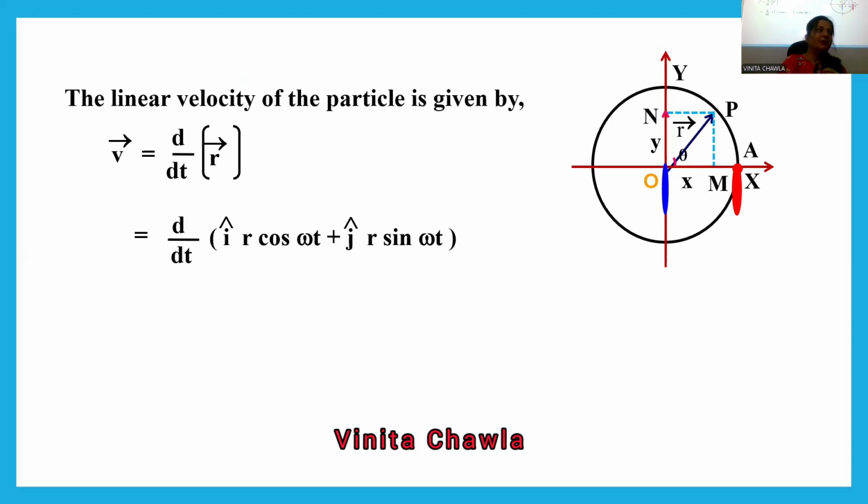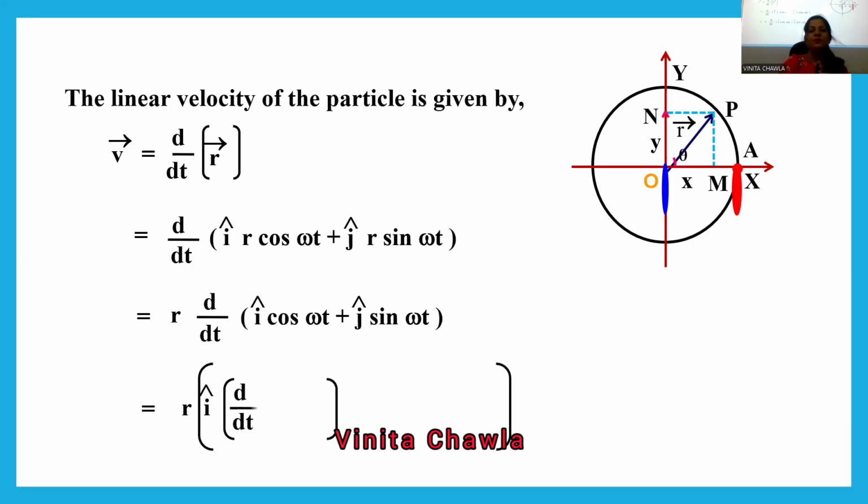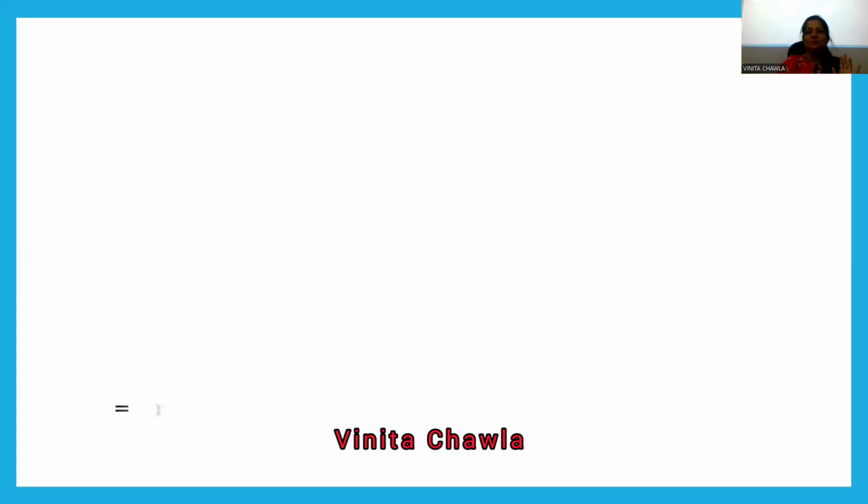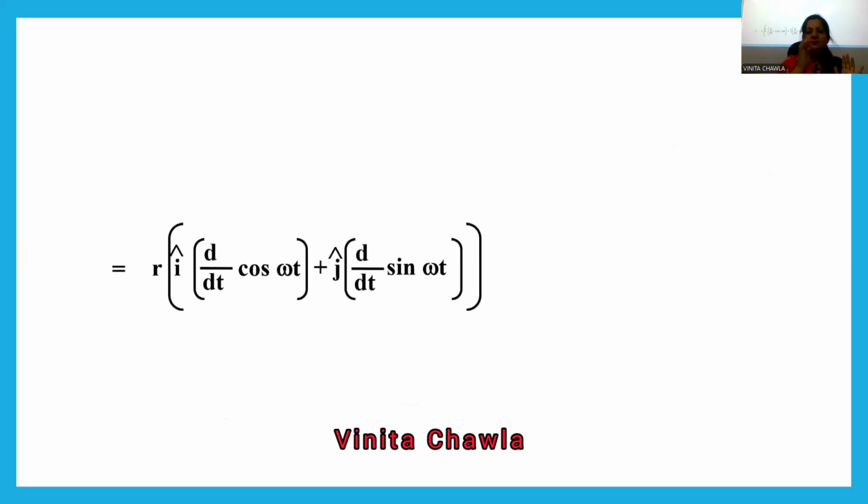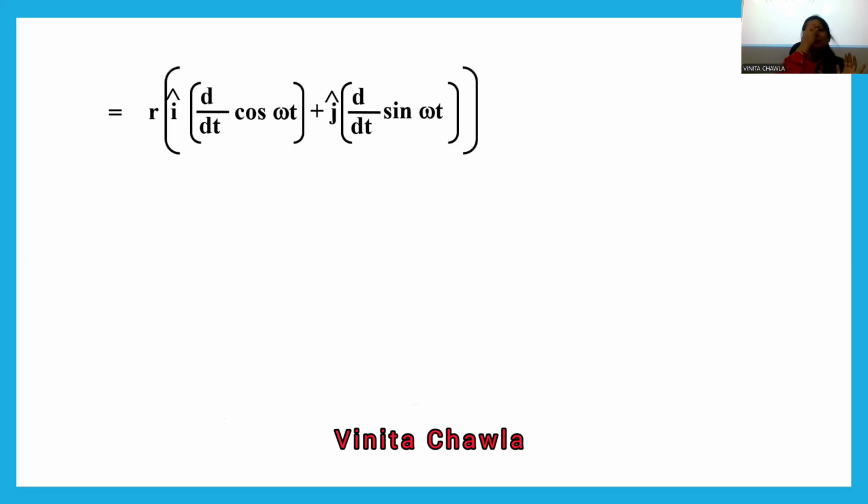r is a constant, it is the radius, it is a constant. Cos omega t and sin omega t we can differentiate with respect to t. Okay, when you differentiate, what will you get? We can only differentiate cos omega t and sin omega t because these are functions of time and r is a constant. So move r outside the bracket, and in the bracket we'll have this. Now let's differentiate this. We are finding dr by dt, and dr by dt is linear velocity.